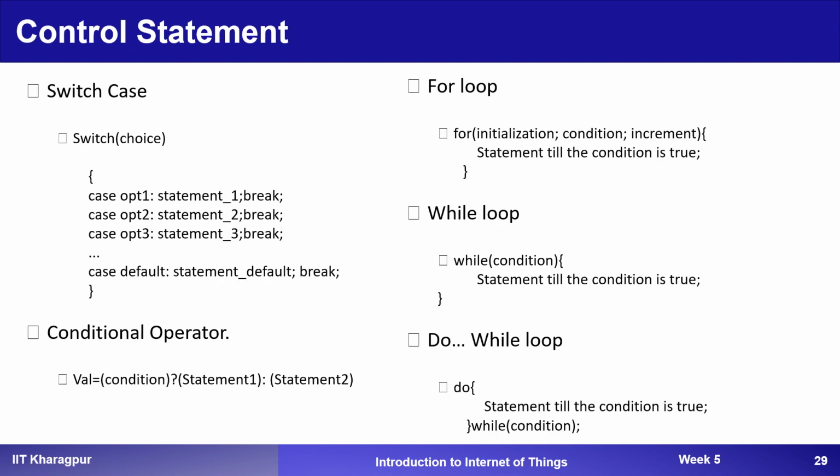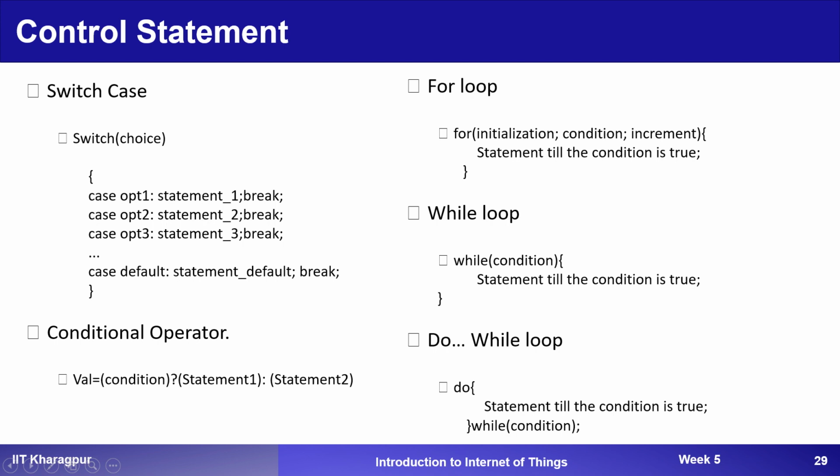Now switch case is also there in Arduino. In the syntax, inside the switch you put the choice, and after that there are various cases where you can write various statements, and at the end you have to break. The syntax is similar to the C programming language. Now the conditional operator: if the condition is true, it will return the first statement, and if it is false, it will return the next statement.